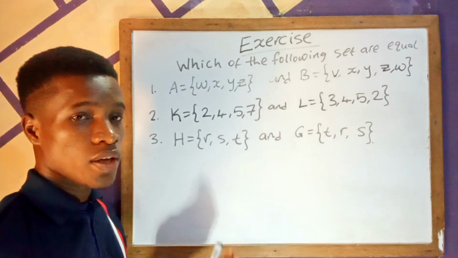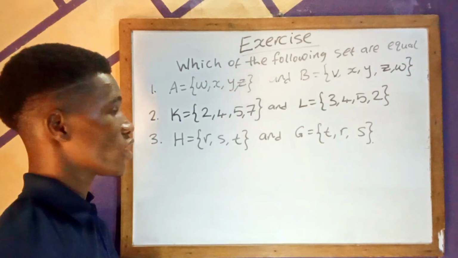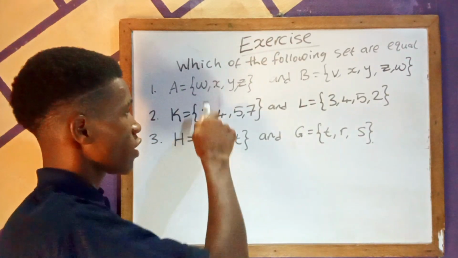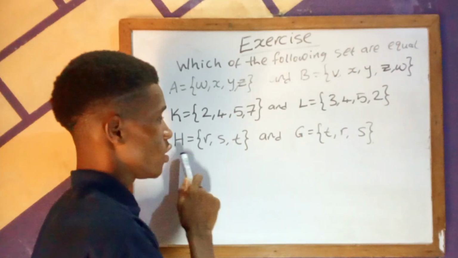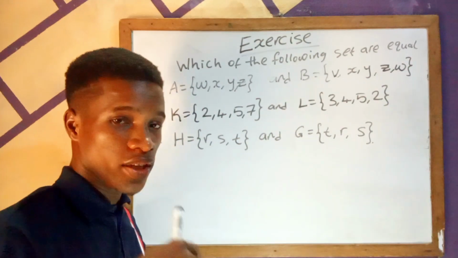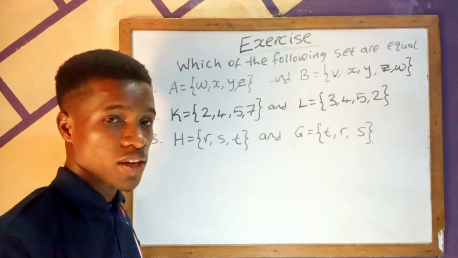Let's consider this exercise here. Now in the comment below, indicate which of these two sets are equal: set A and set B, set K and set L, set H and set G. In the comment below, just indicate which of the sets are equal, and we are going to see the correct answer.